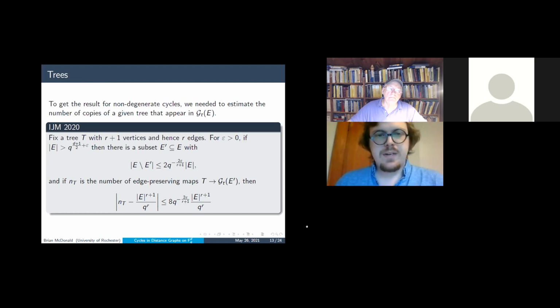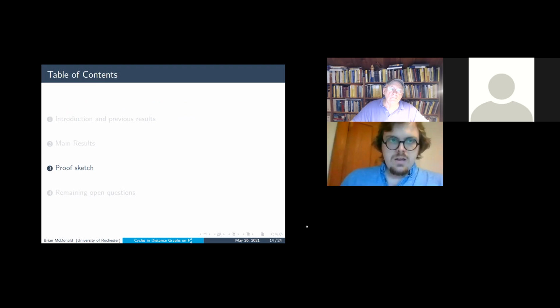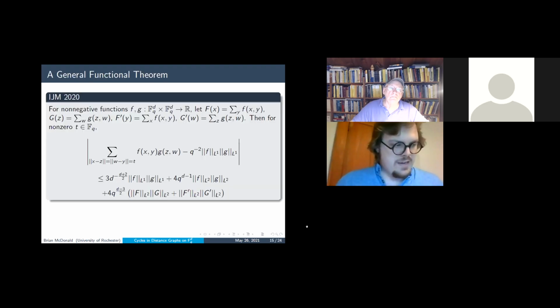Independently, as far as I know, there isn't a result that covers trees other than that Iosevich partial result that I mentioned earlier, which had a worse exponent, but of course covered a lot more types of graphs. Okay, so how do we prove any of these things?